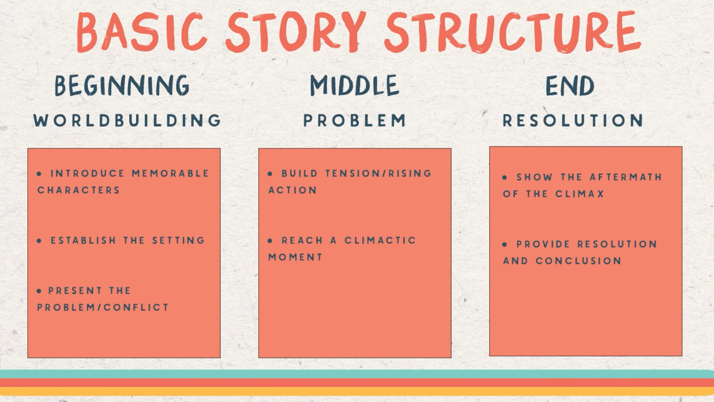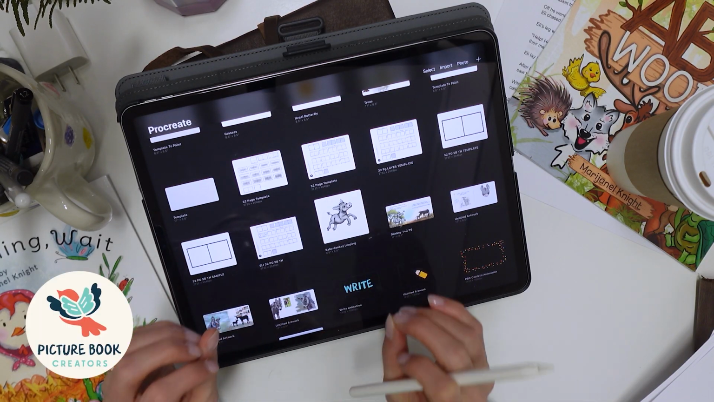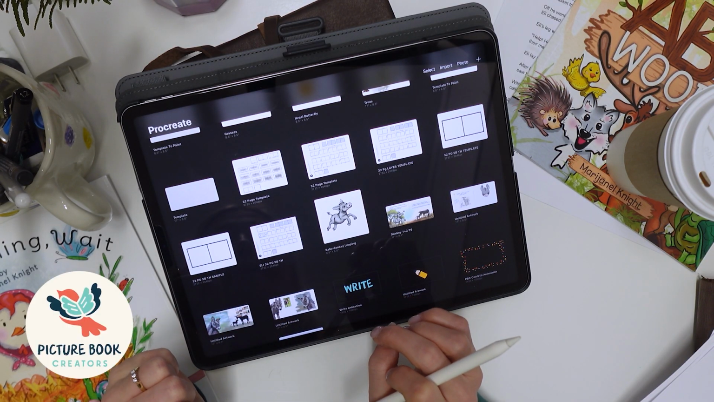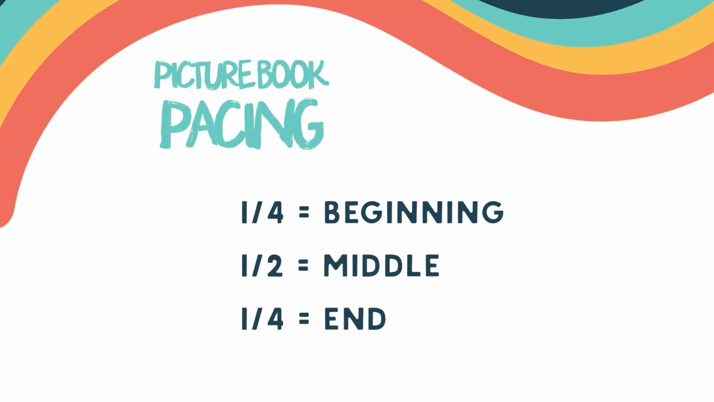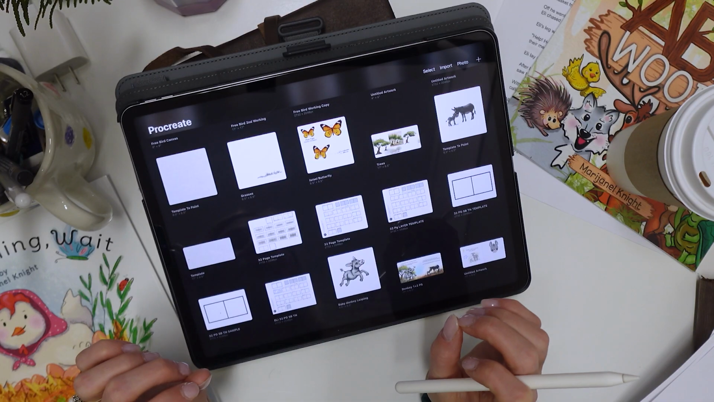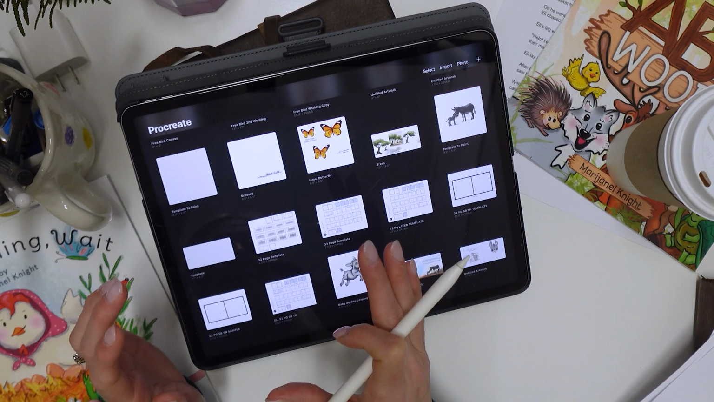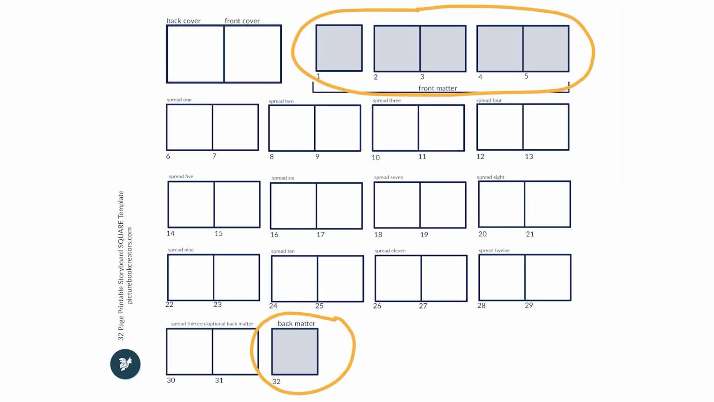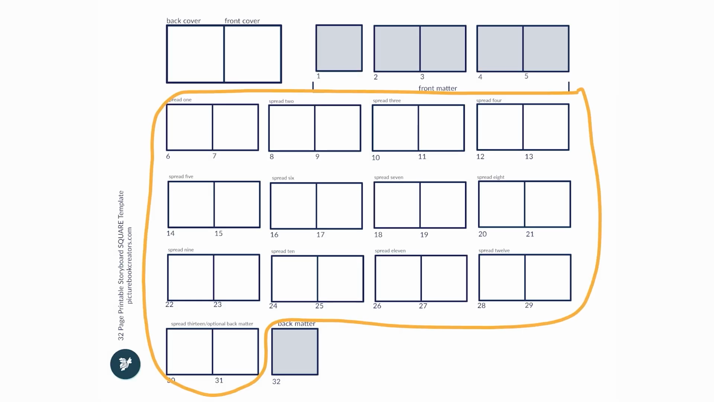So I work with a general rule of thumb of how I divide up the pacing of a picture book. I give 1/4 of the book pages to the beginning. I give 1/2 of the book pages to the middle, and 1/4 of the book pages to the end. But we need to bear in mind that in a 32-page picture book, there's going to be front matter and back matter that need to be subtracted from the pages. So you're left with about 26 to 28 pages, and you're going to have to account for where the front matter and back matter fall.